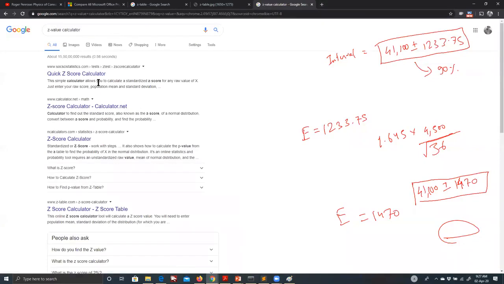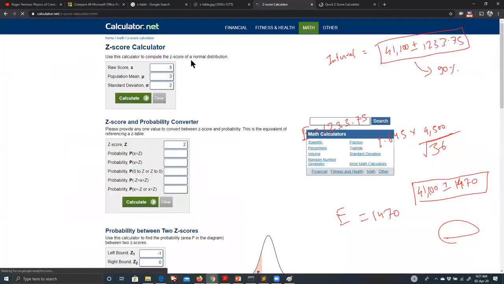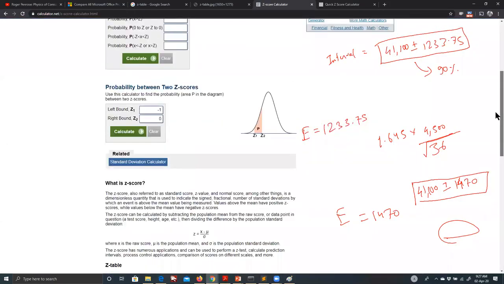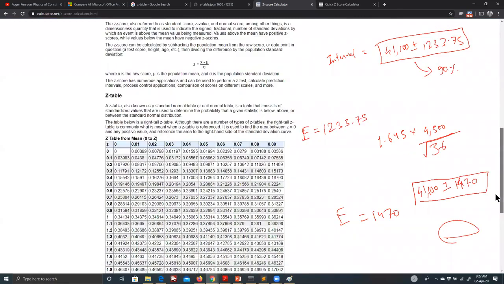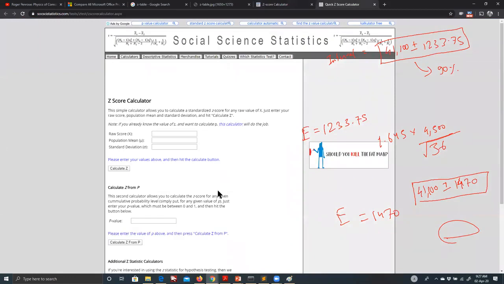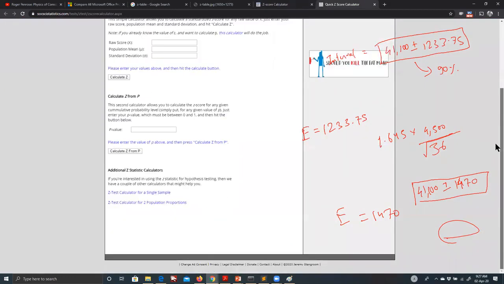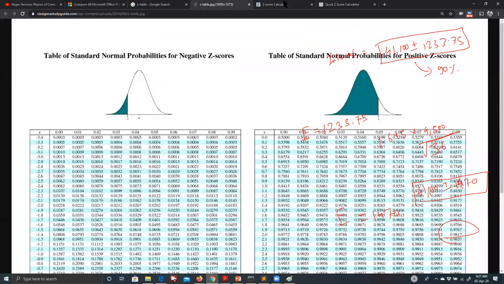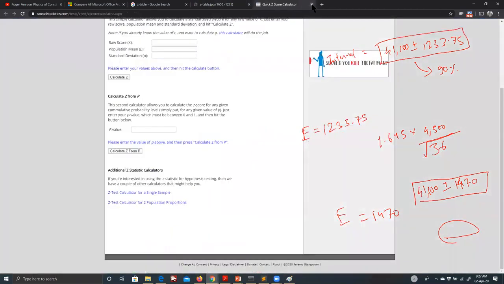You can also go on various websites, and they have a z-score calculator. I will show you both ways to get the values. A chart is available as well. There's a better one, don't worry, we will get that as well.